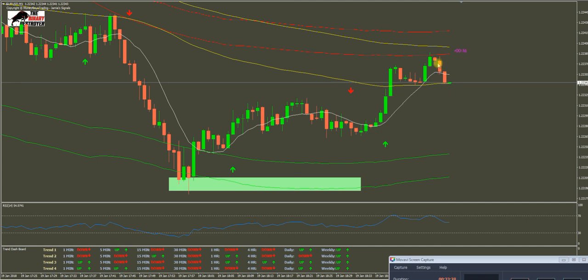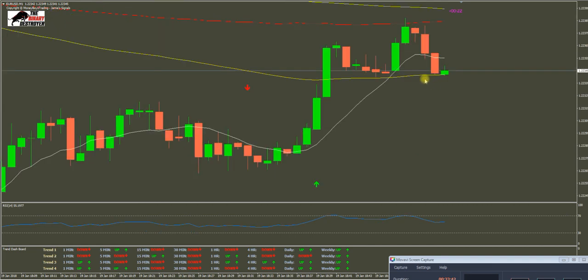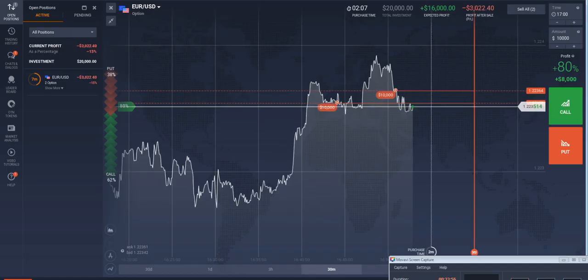You could have got in here. You could have already been in a trade now. So you're giving yourself more of a chance of winning. Can you see how the price is now bouncing off the 100? But look at the size of these red candles. We should push down now. We should. But trading's not guaranteed.